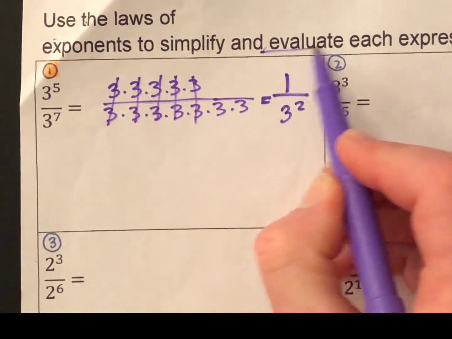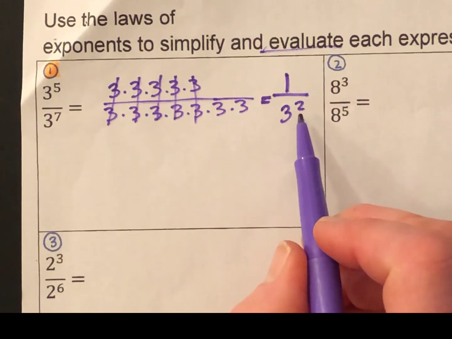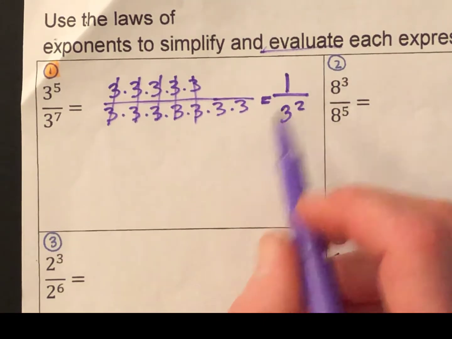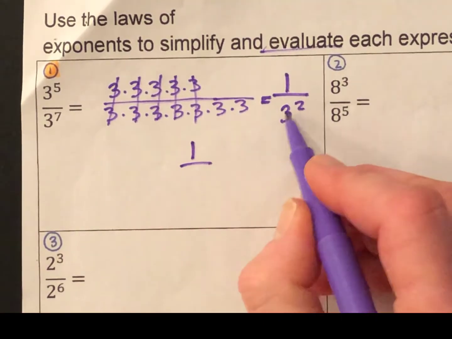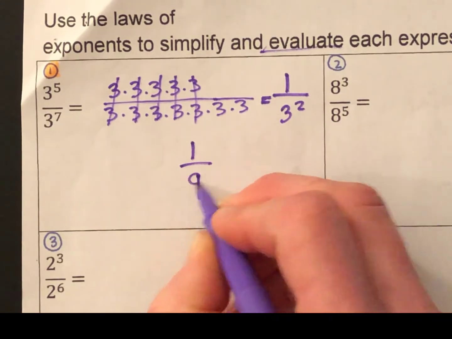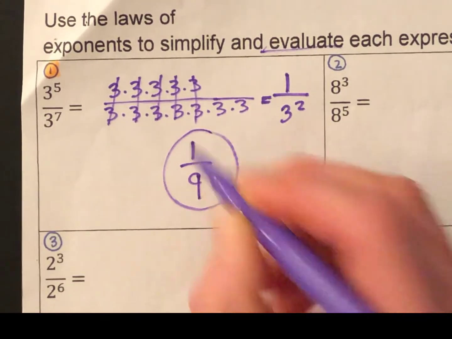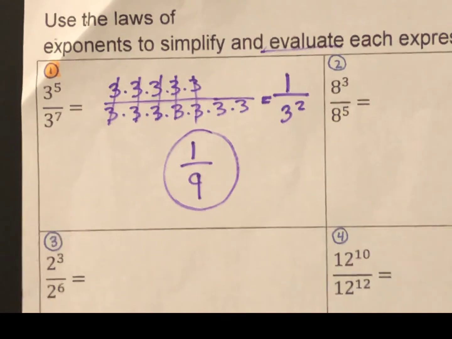Now it says evaluate, so that means I need to find a final answer. So my final answer would be 1 over 3 squared, which is 1 over 9. That's my final answer. On this page, we don't end with an exponent.